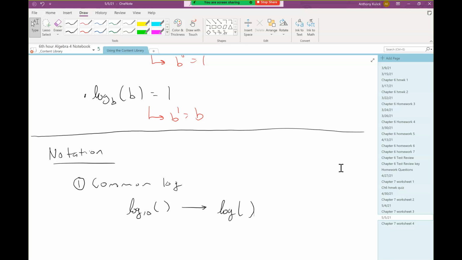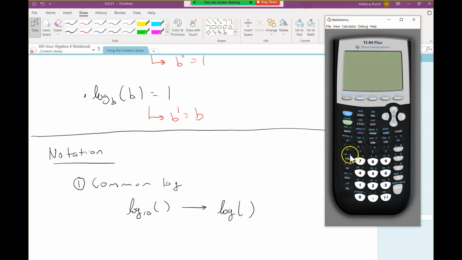Is that okay? And you'll notice that on your calculator, you have this common log as a button. Here on the left side, you have log. So if I did log of 7, that is the power of 10 that gives me 7.